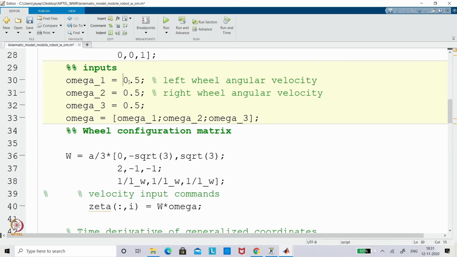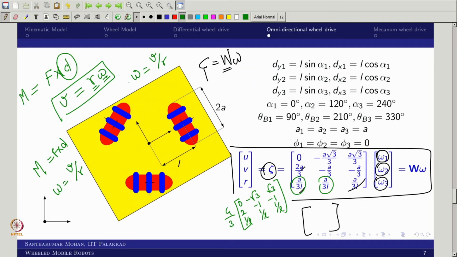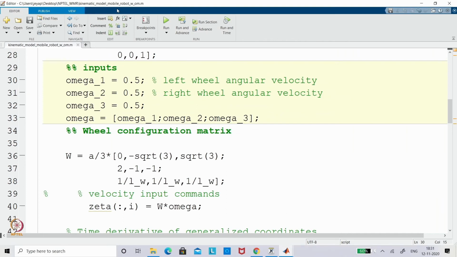So it will move forward, right, as per the differential wheel configuration. But in this configuration, it won't do that. Why? Because all the wheels are aligned in such a way that they are along the circumference. Look at the configuration: the first wheel is giving velocity in the y direction, but the second and third are giving it the other way around. In the sense, all three are trying to give a tangential velocity in the counterclockwise direction. So if you run this code, the vehicle is rotating about its own axis. That's what you can feel.